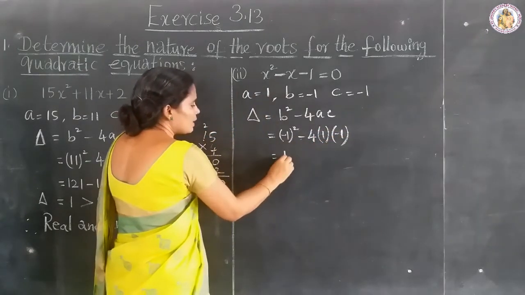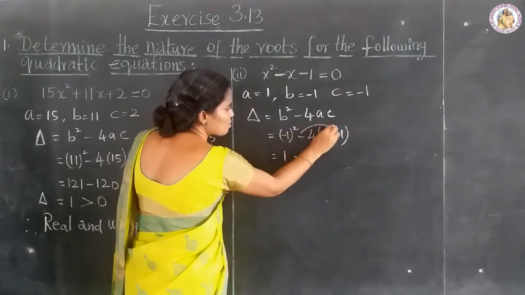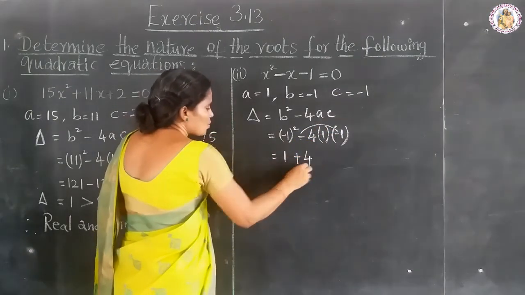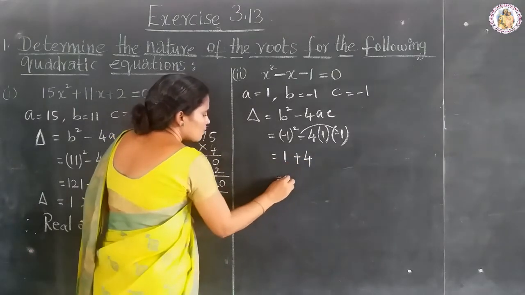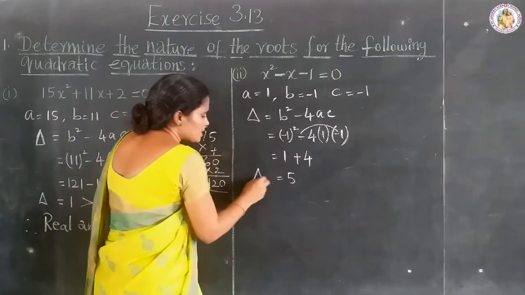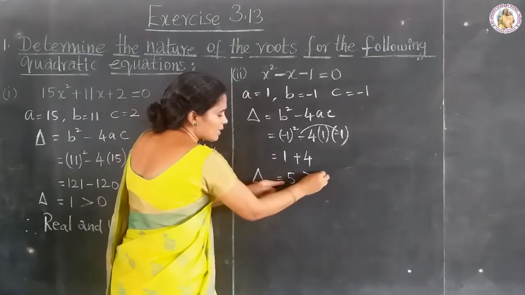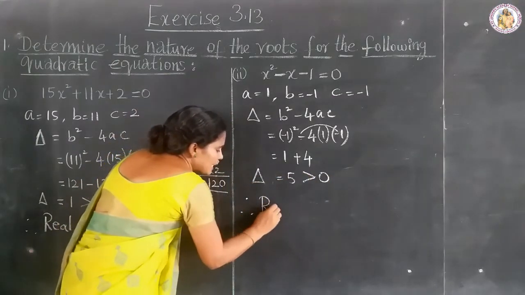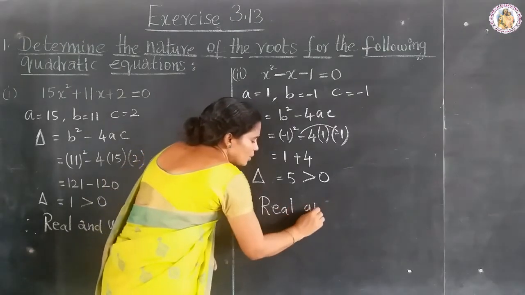1 into 1, 1. Minus into minus plus. 1 4s are 4, 1 4s are 4. So 1 plus 4 is 5. Now you can see discriminant 5 is greater than 0, that is positive. So therefore the nature of the root is real and unequal.